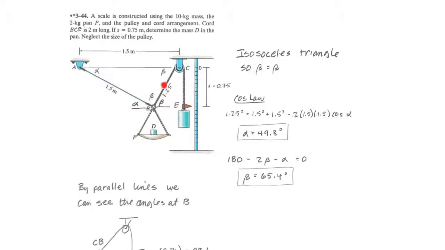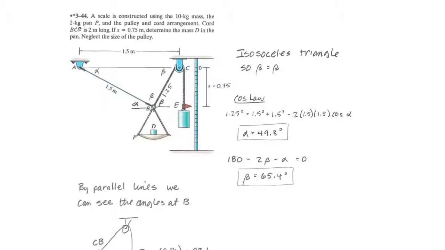And what we're looking for is the tension in each of these chords. Well, we already know the tension in this chord is equal to that, but we're looking for the tension in this chord. But if we look carefully at the problem, the pan here, this is kind of a scale, the pan here has a mass of 2 kilograms. The counterweight here has a mass of 10 kilograms, and we're looking for how much weight is supported here. In other words, the mass of that weight D.